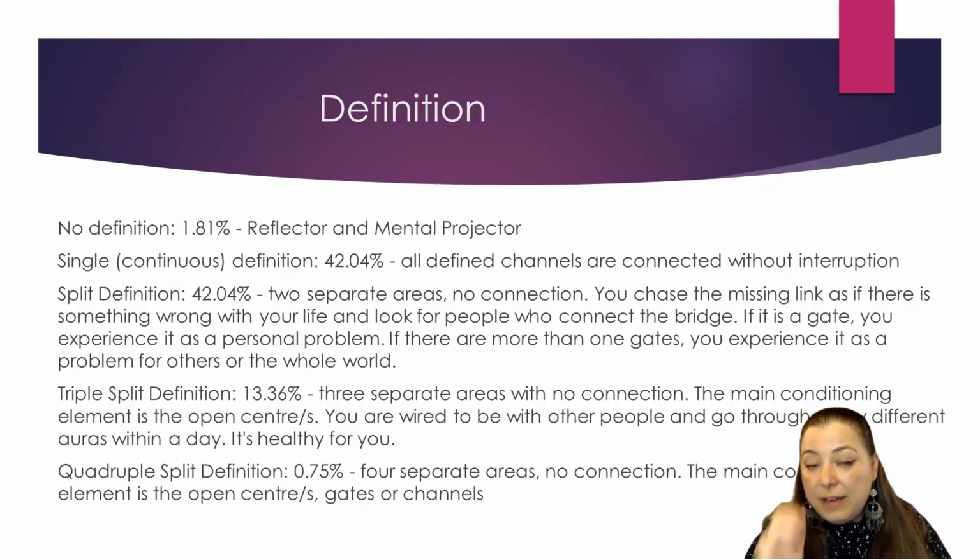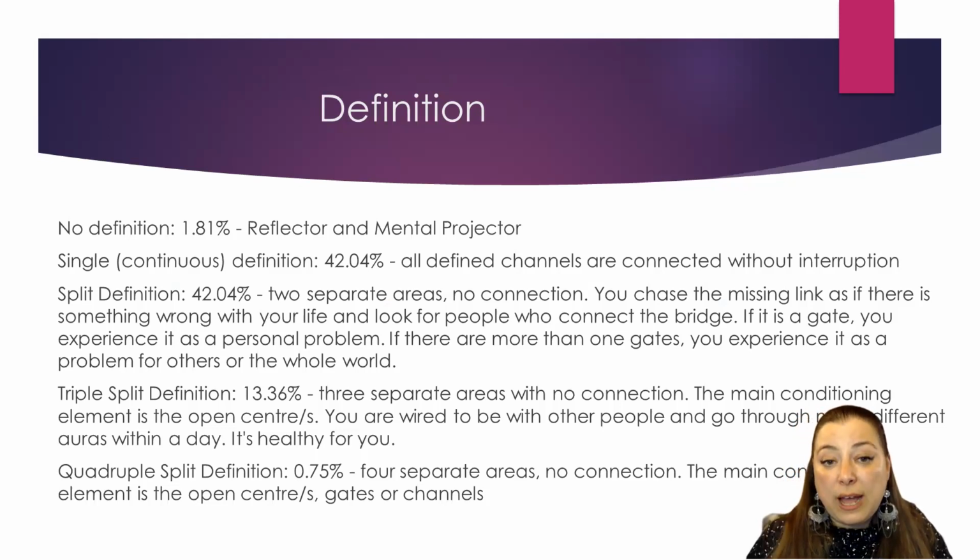No definition is 1.81%, which are reflectors and mental projectors. Single continuous definition is 42% of people. All defined channels are connected without interruption. Split definition, 42%. Two separate areas, no connection. You chase the missing link, as if there is something wrong with your life, and look for people who connect the bridge. If it is a gate, you experience it as a personal problem. If there are more than one gate, a whole channel, you experience it as a problem for others, or the whole world if it's more than a channel.